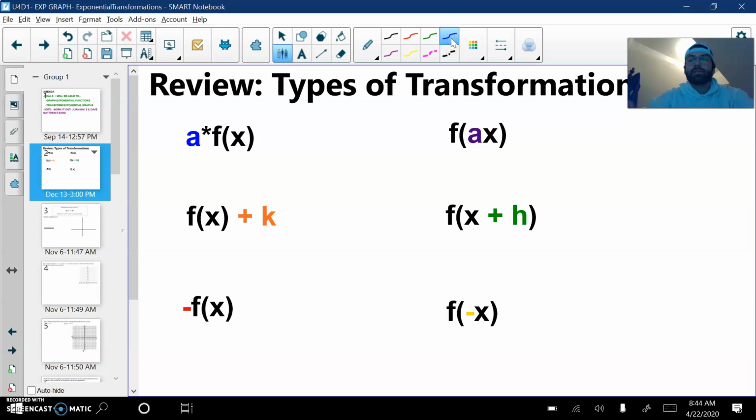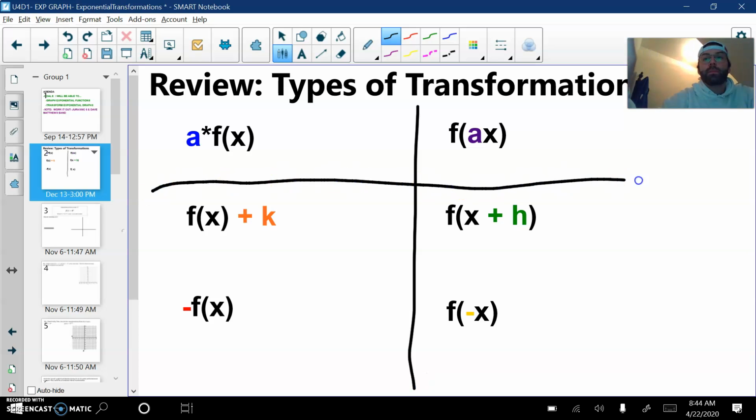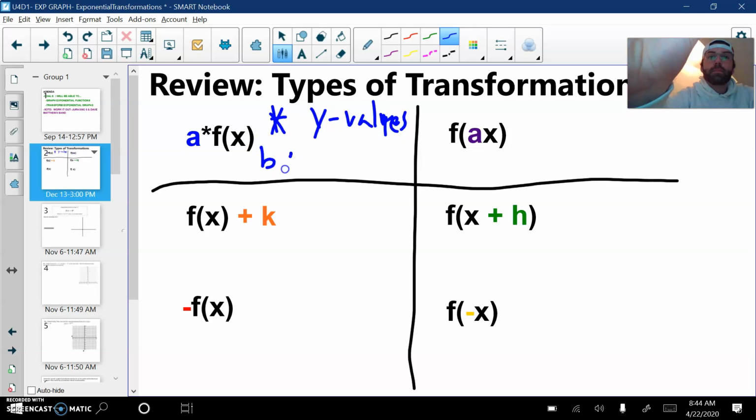Here we go. Let's review our types of transformations here. First off, if I have a number attached to the front of f of x, a little review from our first unit, if you remember all the way back then. If it's outside the parentheses, out in the front, I'm going to multiply y values by a.